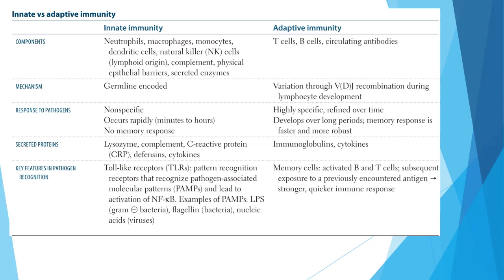The secreted proteins of innate immunity consist of lysozyme, complement, C-reactive protein, defensins, and cytokines, whereas adaptive immunity consists of immunoglobulins and cytokines. The key feature in pathogen recognition in innate immunity is the toll-like receptors, whereas in adaptive immunity, we have talked about the memory response. The memory cells, which are the activated B and T cells, are the core of pathogen recognition in adaptive immunity.